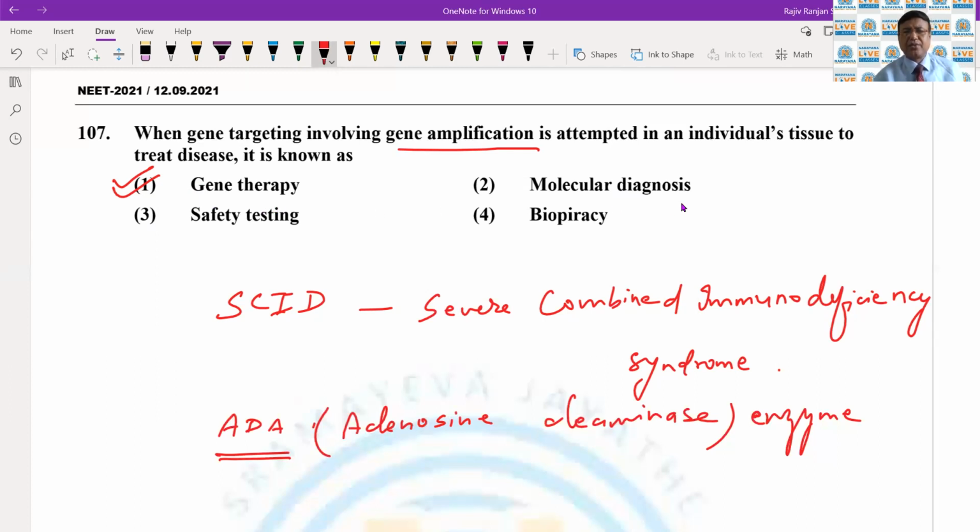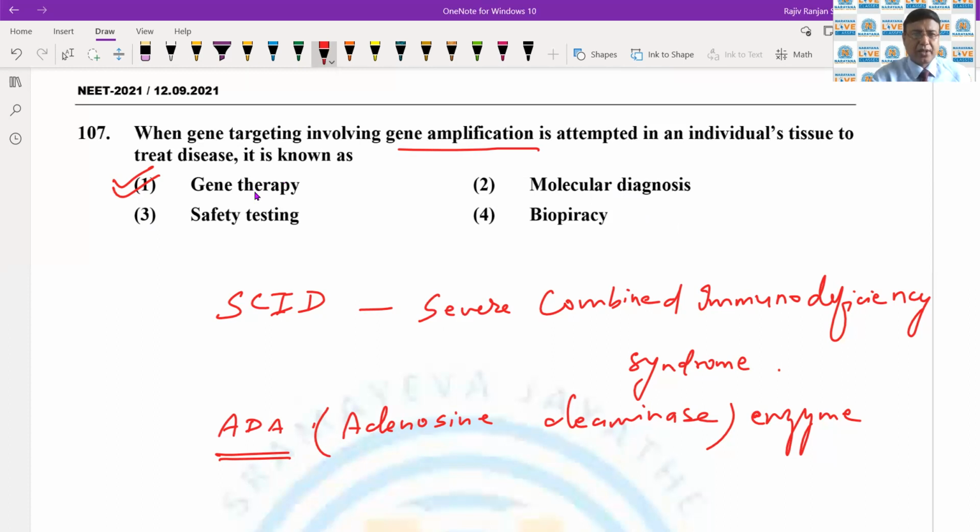Molecular diagnosis is the use of certain molecules to diagnose certain disorders or germs, etc. So PCR and ELISA techniques are included in molecular diagnosis. Safety testing is the testing of drugs for safety in human beings. And biopiracy is the illegal claim of certain multinational companies upon the biological resources of third world countries. So the correct answer is gene therapy.